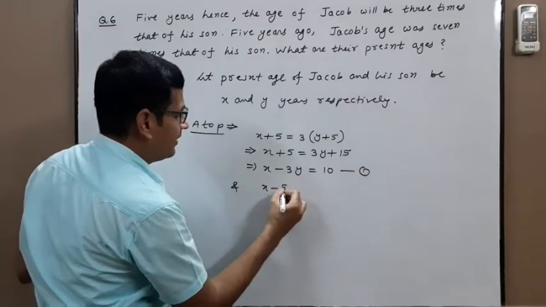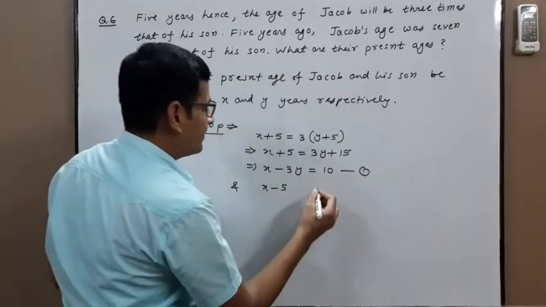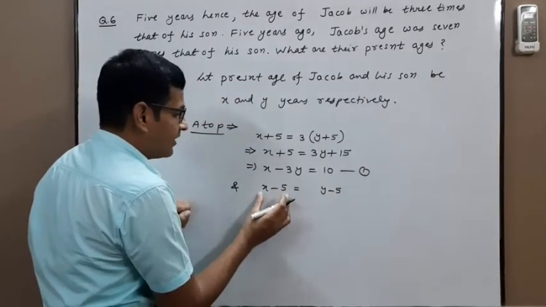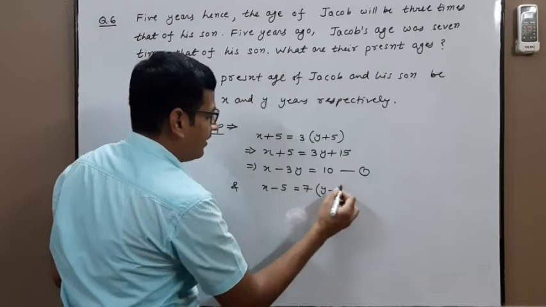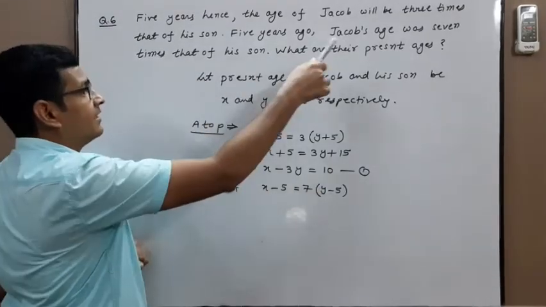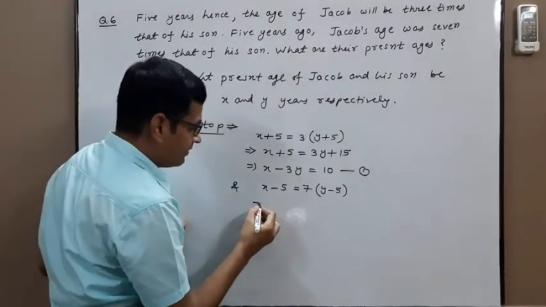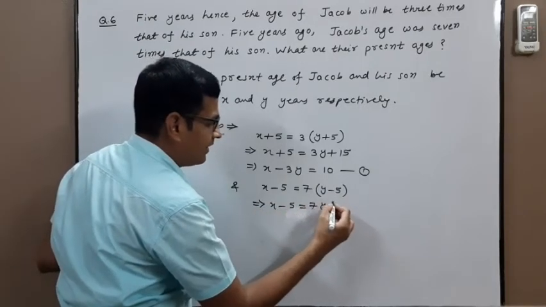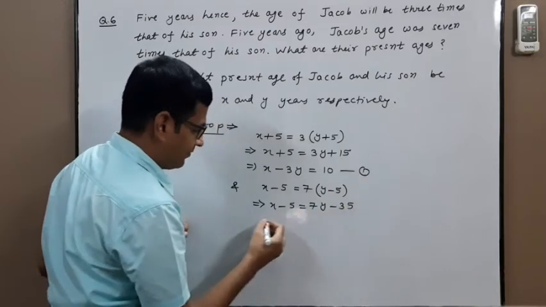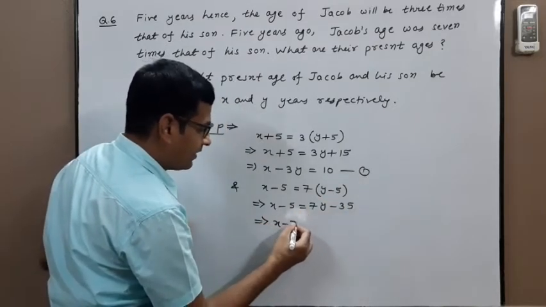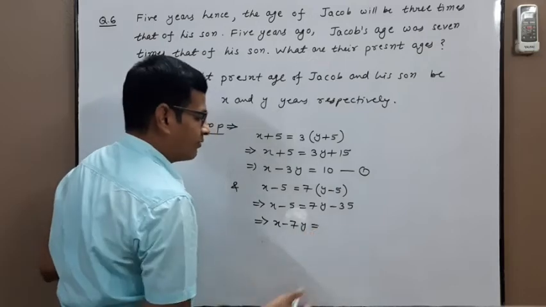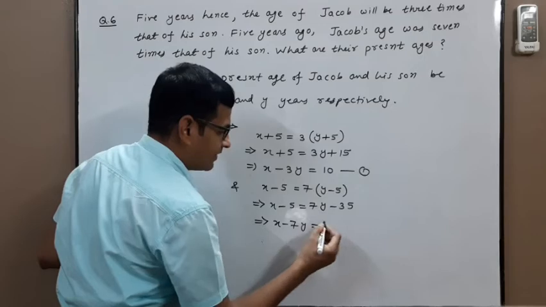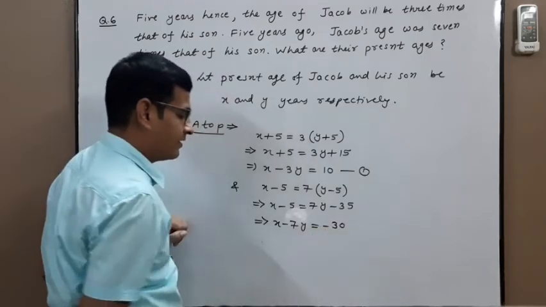And the second condition is 5 years ago, age of Jacob x minus 5 and age of his son y minus 5. And this time the relation is age of Jacob is 7 times age of his son. Now again simplify. x minus 5 equal to 7y minus 35. So x minus 7y is equal to minus 35 plus 5, so minus 30.